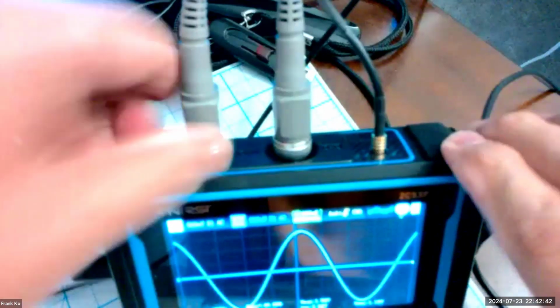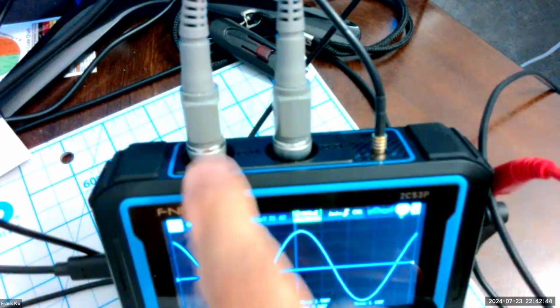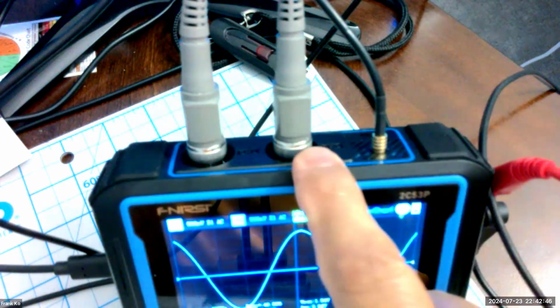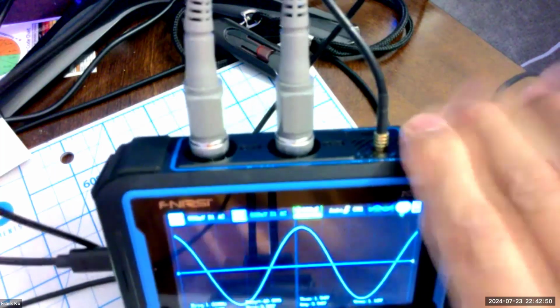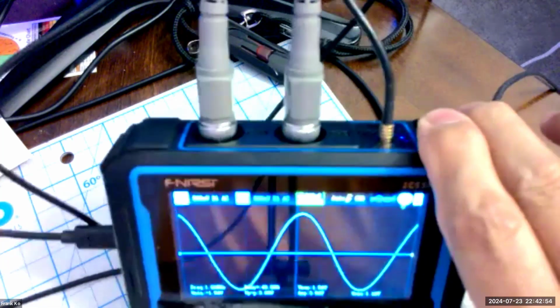righty-tighty until it clicks. And once it clicks, it's nice, solidly connected there, solidly connected there. This one's just a push to make the connection. So that's the BNC, or the bayonet connection part of your probe.